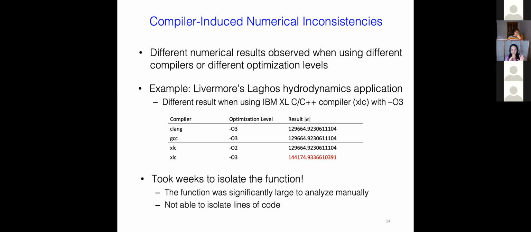That gets rid of the inconsistency, but at the same time, the developers are not able to take advantage of the performance improvements. So the developers were really interested in finding out the cause of this. They spent weeks doing that, and they were able to isolate the function, but they couldn't go beyond that because the function was very large and complex.